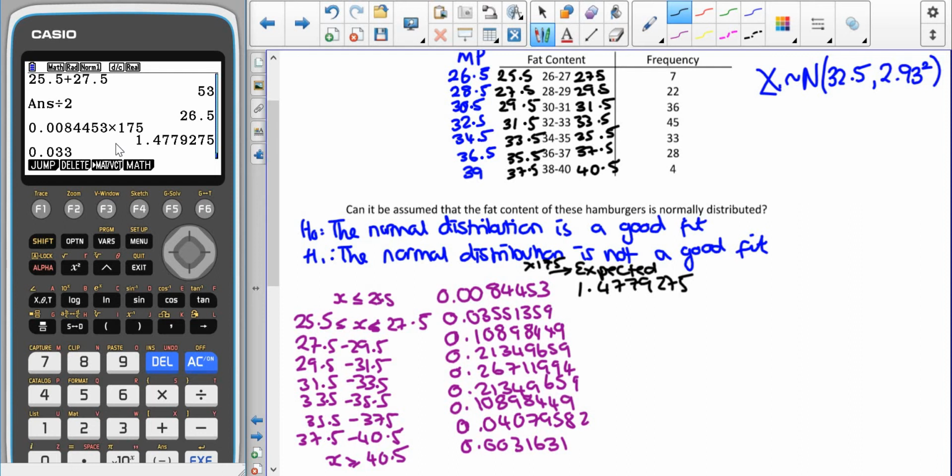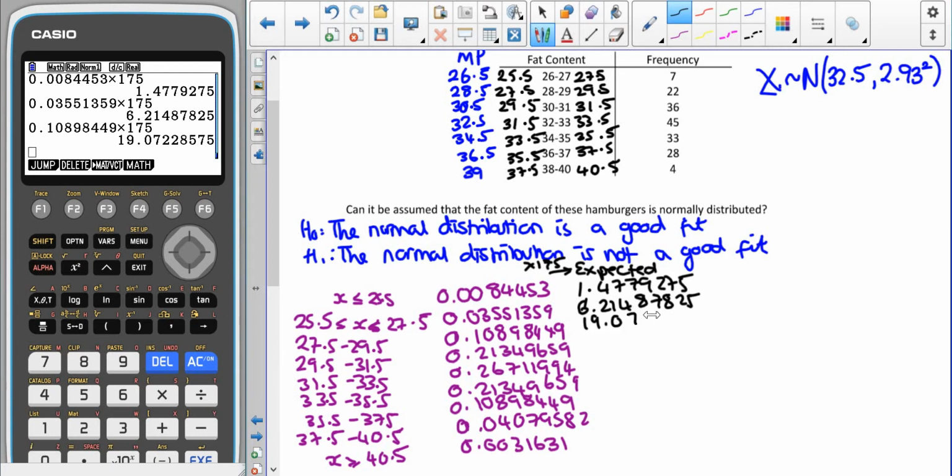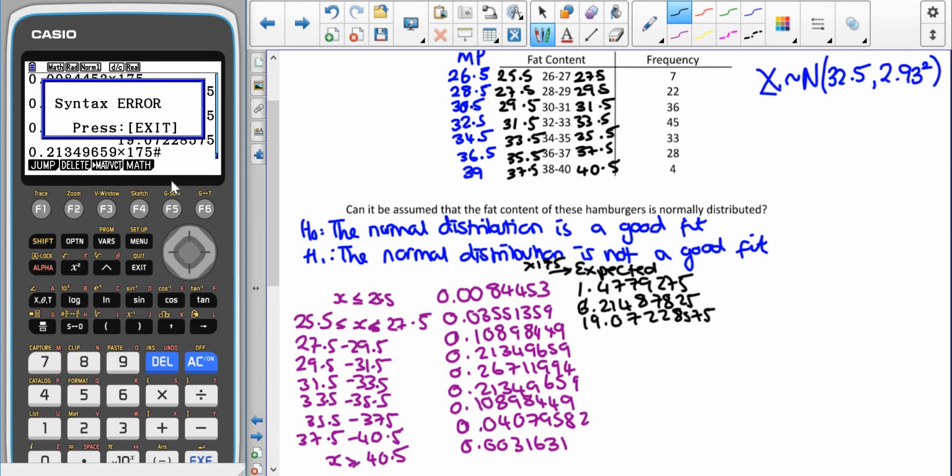So we've got 0.0355139 times 175, which gives us 6.2148785. Then we have 0.108984449 times 175, which gives us 19.07228575. Then we have 0.2134969 times 175. Whoops, sorry about that.